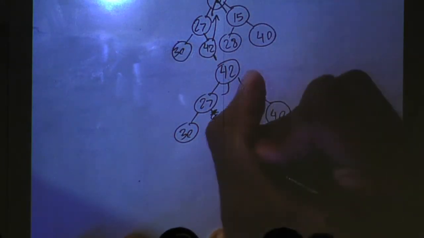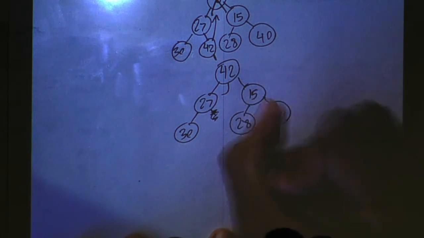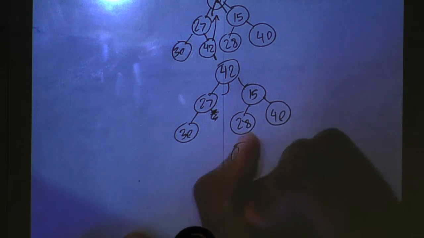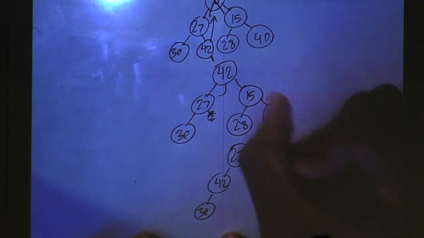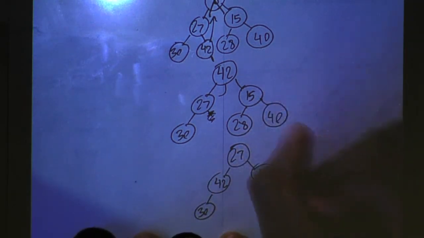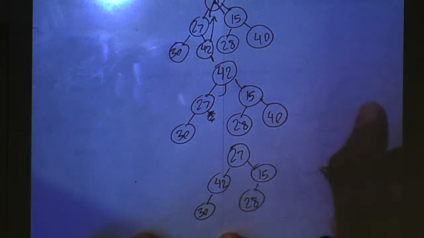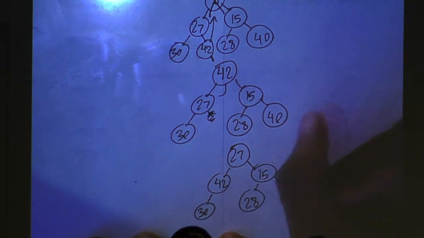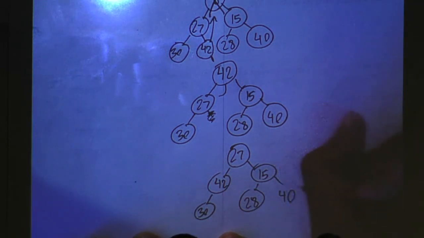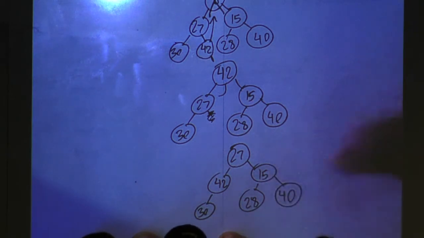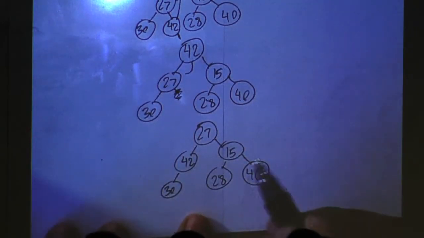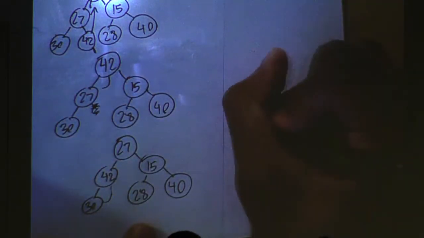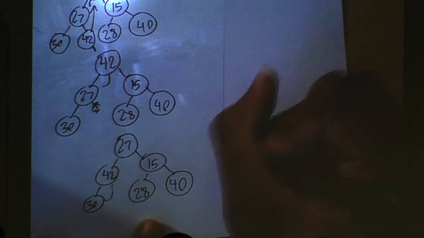And then 27, 42, 30. What am I doing? And then once you get to this one, this is still smaller, so you'd switch these two. 27, 30.